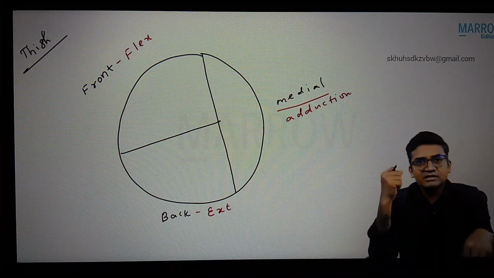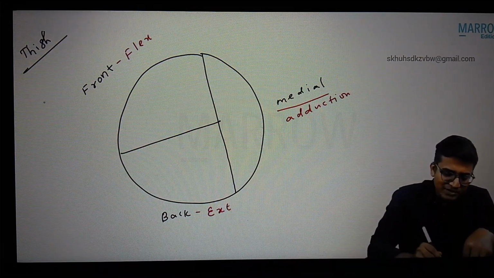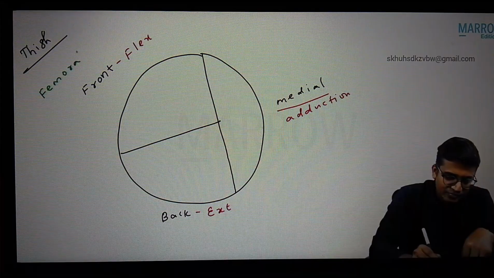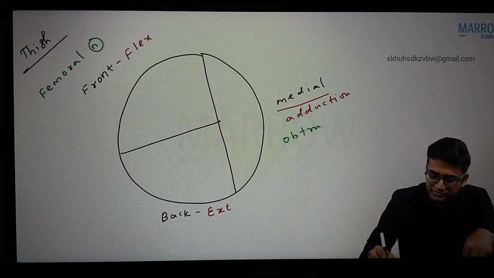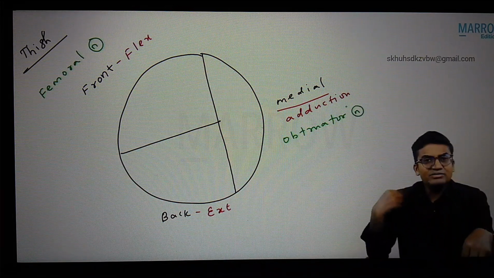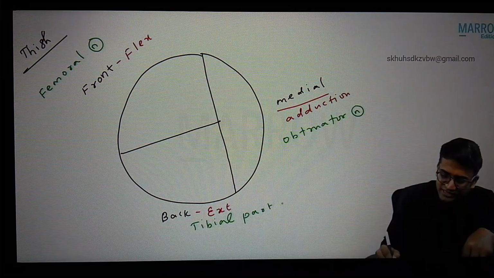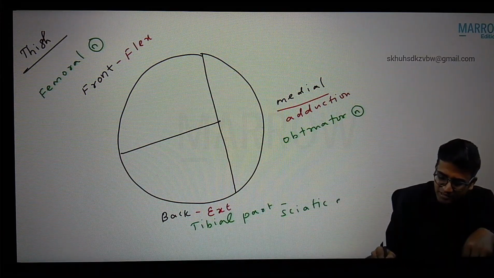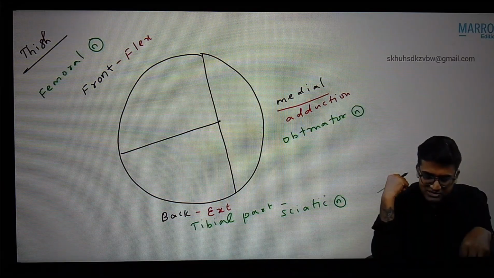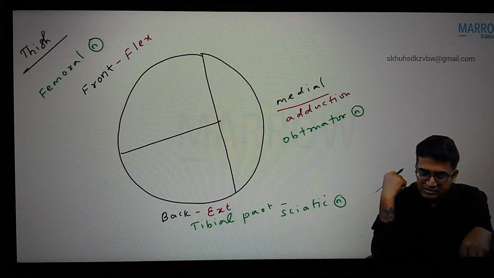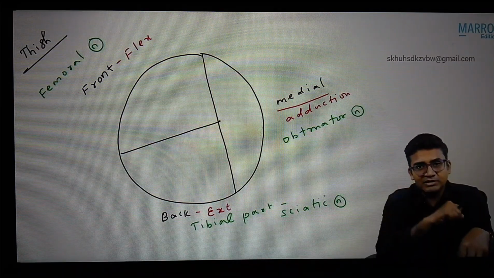Next, each compartment has its own nerve supply. Now the front of thigh muscles are supplied by femoral nerve. The medial compartment of thigh muscles are supplied by obturator nerve. And back of thigh muscles are supplied by the tibial part of sciatic nerve. Each compartment has its own supply. All the muscles in the back of thigh are supplied by the tibial part of sciatic nerve. Right. Now next we are going to see muscles in each compartment.